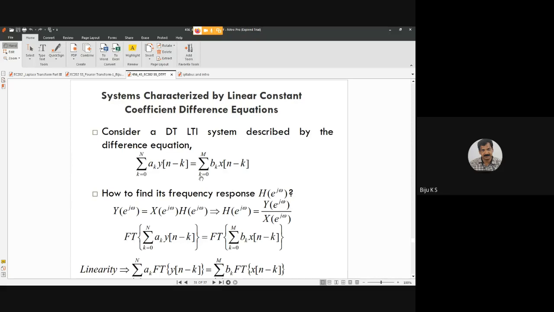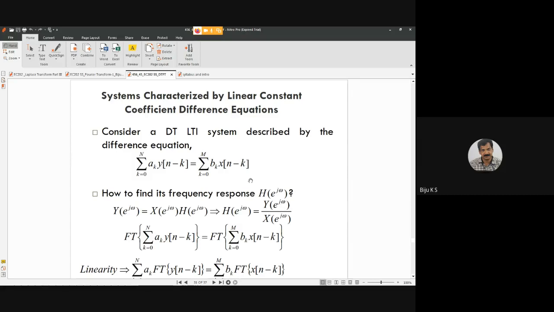That's why if k is equal to 0, it is the present one, x[n] only, and if k is equal to 1 up to higher numbers up to m, it can be x[n-1], x[n-2], x[n-3], etc. Those are past values. So this is the difference equation of a linear time invariant system. That means output can be expressed in terms of past and present inputs.